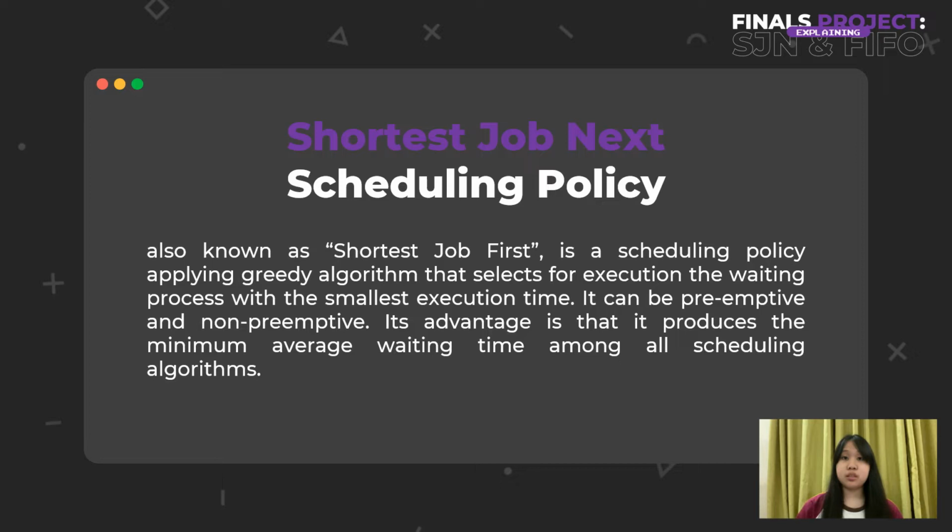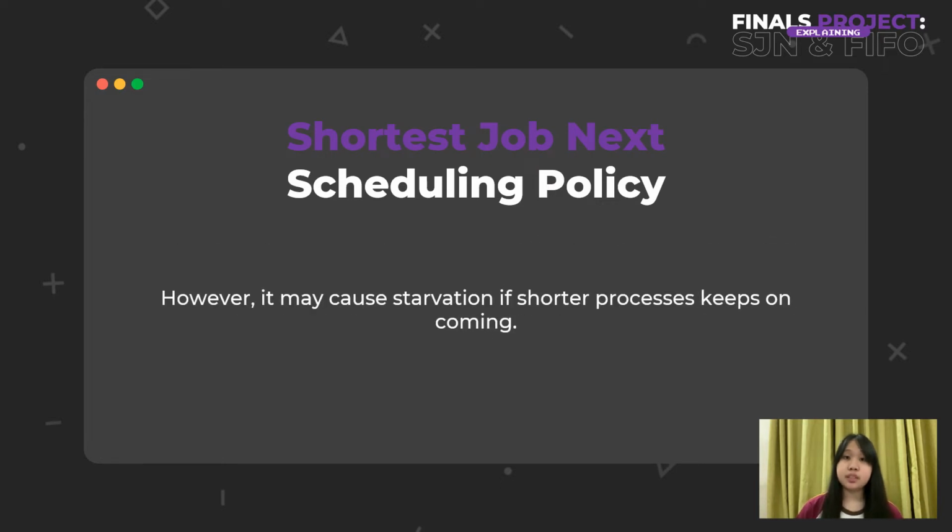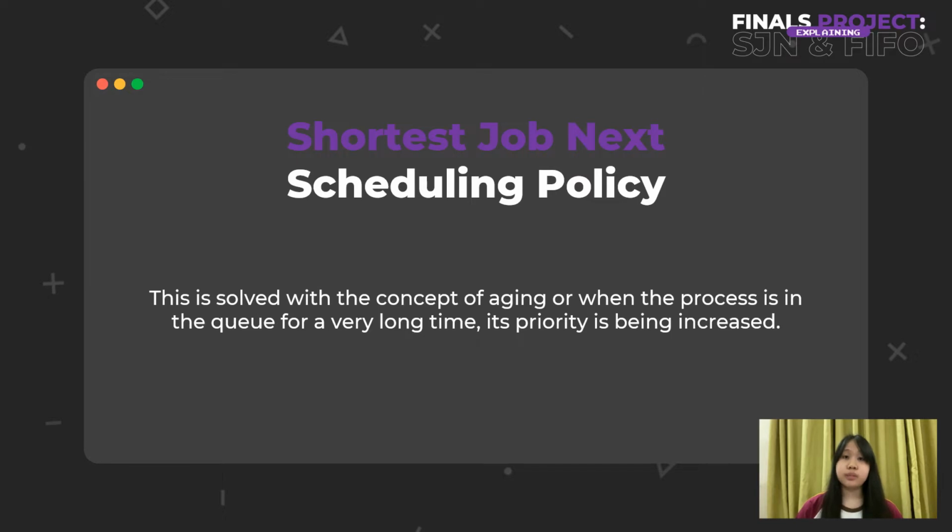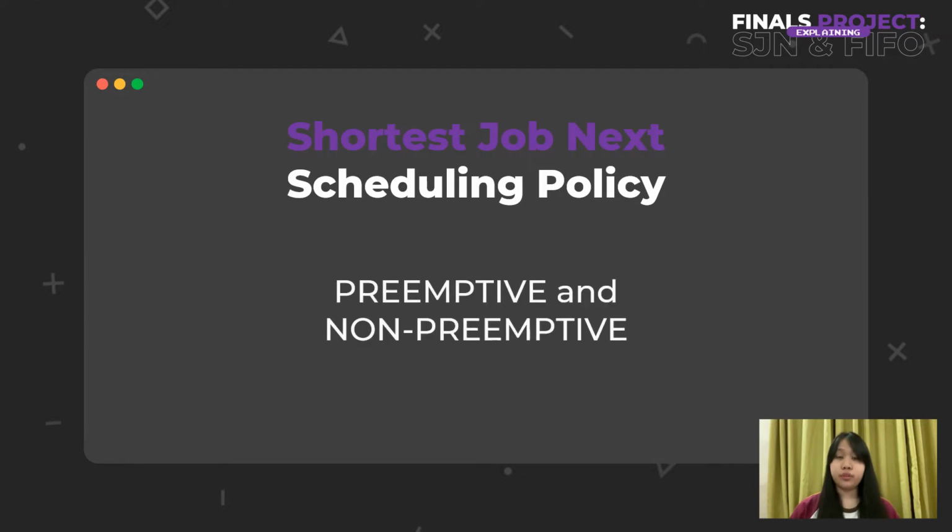However, it may cause starvation for the longer processes if shorter processes keep on coming. This problem can be solved by using the concept of aging. SJN could be preemptive or non-preemptive, but for this presentation, we selected the non-preemptive SJN, meaning the processes cannot be interrupted once they are being processed.